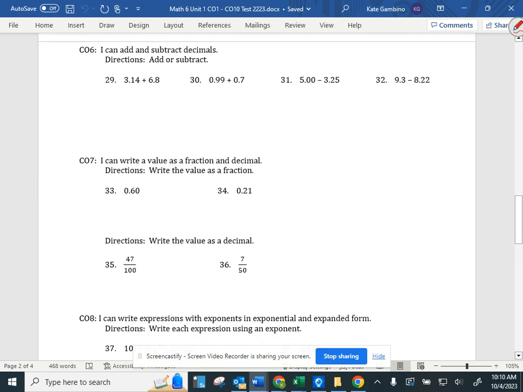Decimals. 6.8 and 3.14. So if it's an empty place, we put a 0. 4 plus 0 is 4. 1 plus 8 is 9. Carry my decimal place straight down. 3 plus 6 is 9.